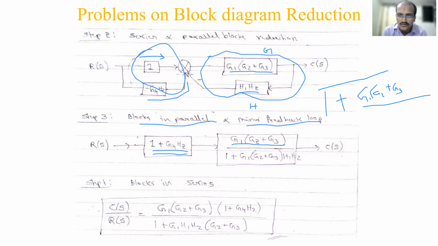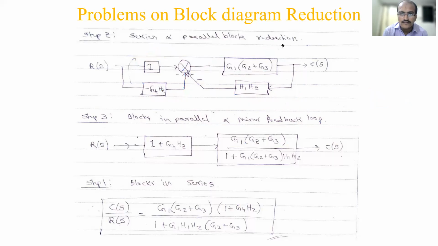So there is no elimination here, I am straight away writing. Okay, so that is the idea. So I will just remove this. It is G1 into (G2 plus G3) divided by 1 plus G, which is G1 plus G2 plus G3, and H1 H2. Like this, straight away it will come, there is no elimination. Okay, so now these 2 blocks are finally in series.